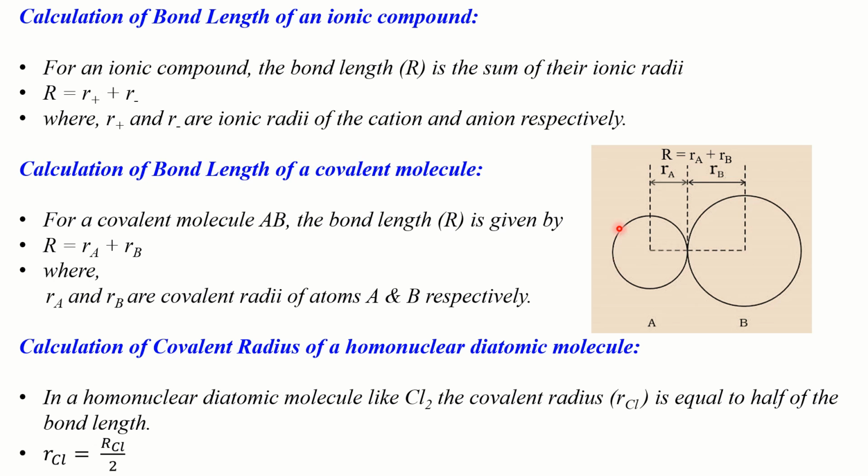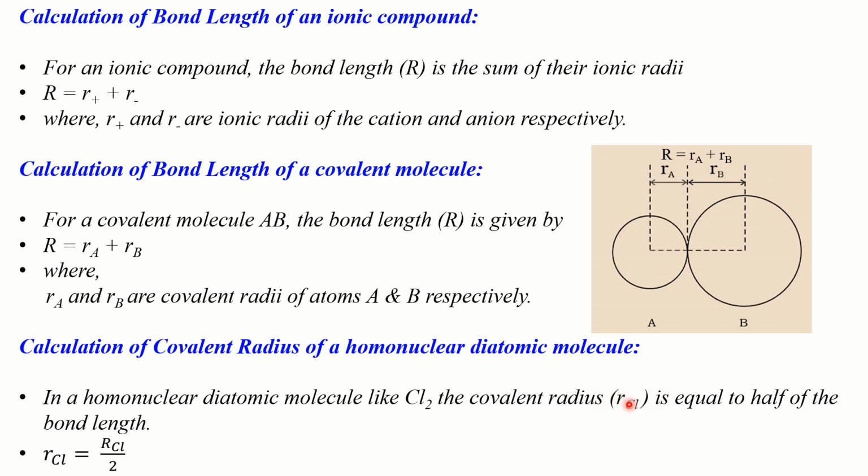Now since AB is a covalent molecule, RA is the covalent radius of atom A and RB is the covalent radius of atom B. Now how do we calculate not the bond length, but the covalent radius of a homonuclear diatomic molecule like chlorine. The covalent radius of chlorine molecule is taken just as the half of the bond length of the chlorine molecule. Okay, the covalent radius of chlorine atom belonging to chlorine molecule is given by this.